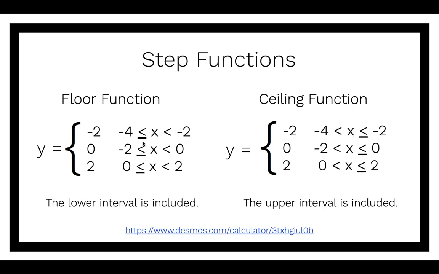So a floor function would include everything on the floor, right? So everything on the bottom. This is the bottom of this interval. This is the bottom of this interval. For floor functions, that left inequality symbol is equal to. It is including those lower bound numbers. For a ceiling function, that upper interval is what is equal to. Ceiling, that's what's at the top, right? So what is at the ceiling of that function is what is included. Everything that is on the floor is not being included because it is a ceiling function. So we can look at this.